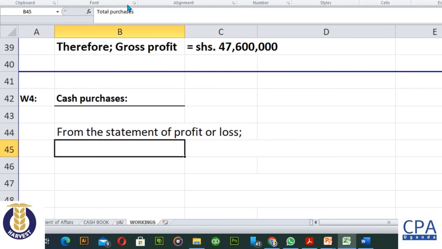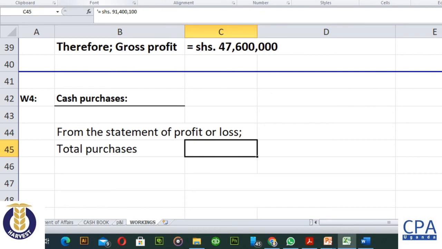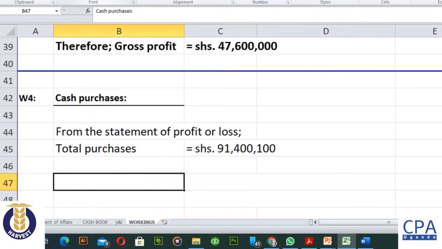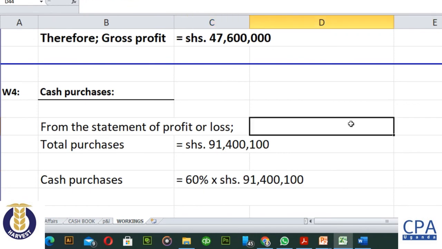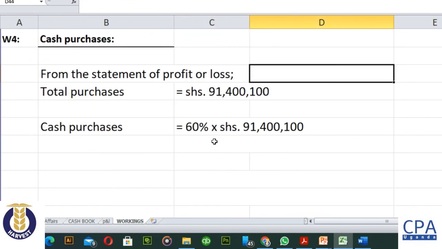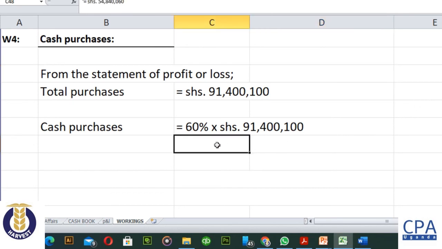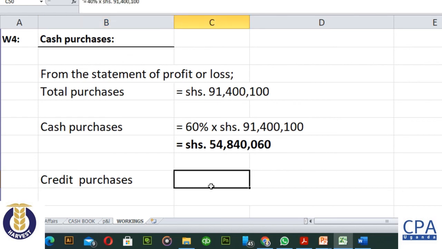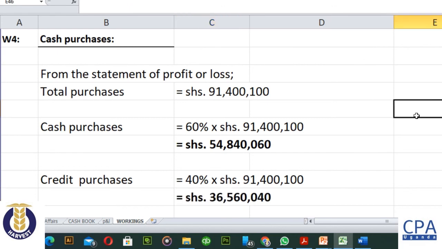So we are saying that the total purchases are 91.4 million. That is from the statement of profit or loss or the trading account, and it means that our cash purchases will be 60% of the 91.4. So when you calculate and of course try to compute 60% of 91.4 million, it should be giving you a figure of 54.8 million. Now this means that the credit purchases for the year are 40% of the 91.4, which should be giving you a total of 36.5 million from your calculator.